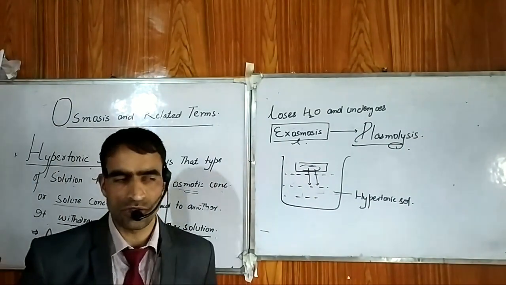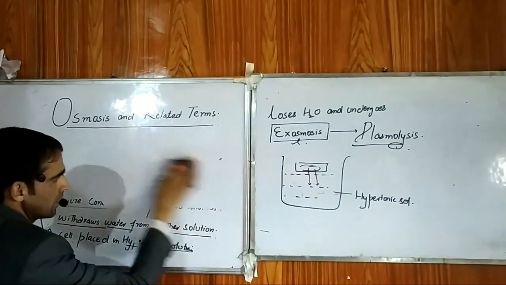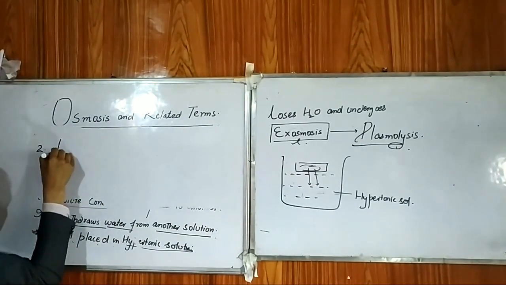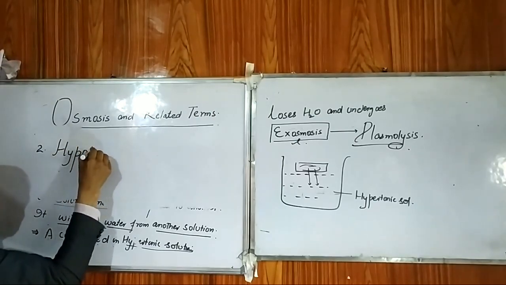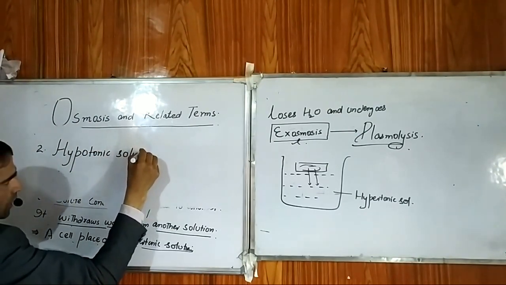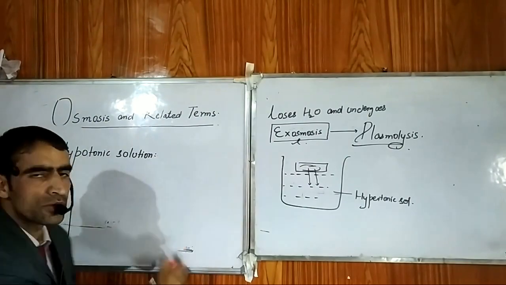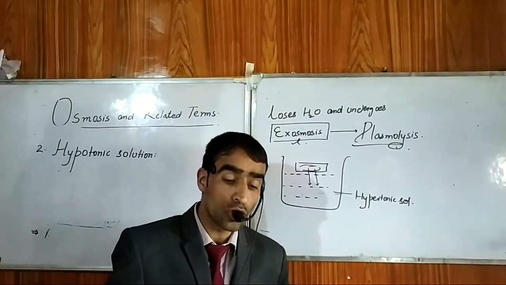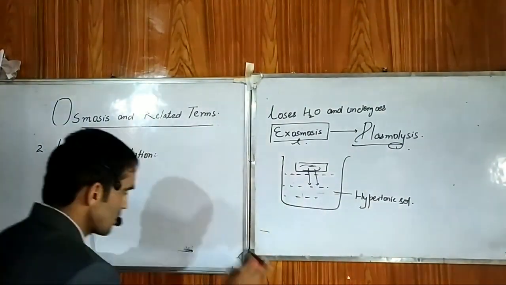Beta, this is one term which you have understood, I hope you have understood it. We will come to the second term. Second, what do you mean by hypotonic solution? It is opposite to that of the hypertonic. Hypotonic solution is derived from two words: hypo means low, as in hypotension, hypoglycemia, hypo means low, and tonicity means solute concentration. Sir, what is that?